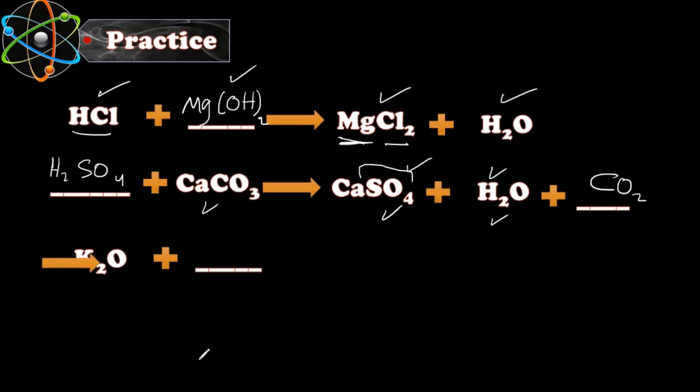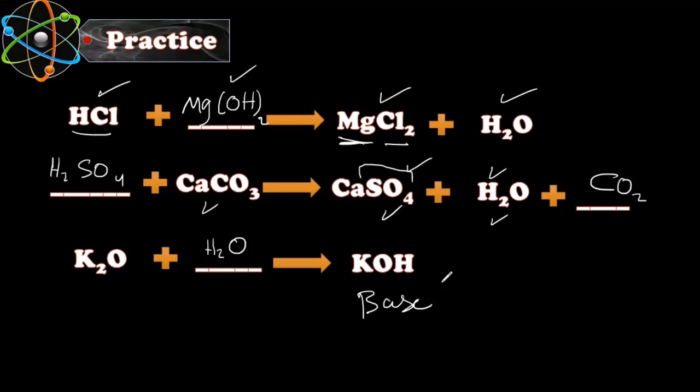Here we have another reaction. Potassium oxide plus a substance I don't know will give us potassium hydroxide. This is a base, and this is a metal oxide. Metal oxide plus what gives us potassium hydroxide? A base is made with water. So if this reacts with water, H2O, it is going to give us a base, and this is the base potassium hydroxide. Potassium oxide plus H2O will give us potassium hydroxide, and this is a base.